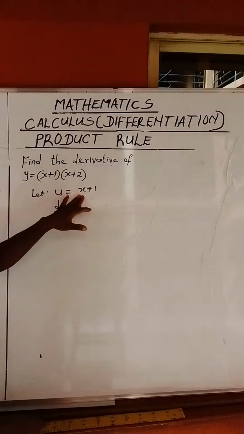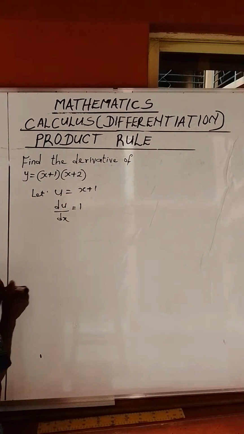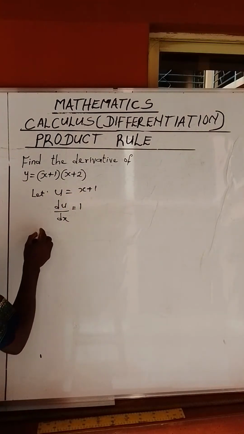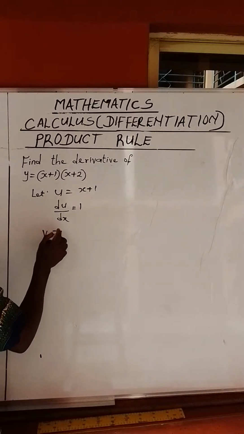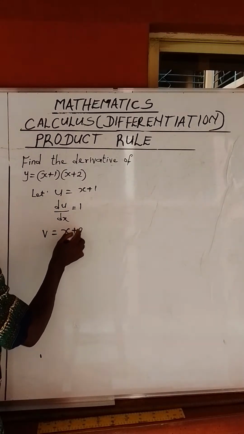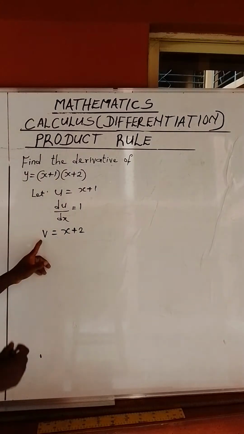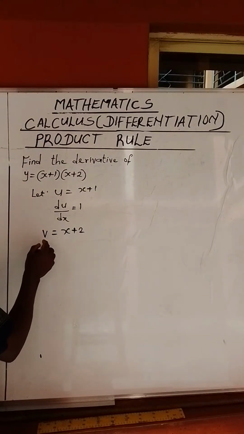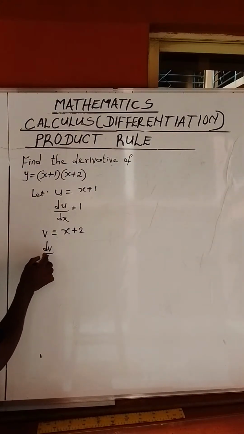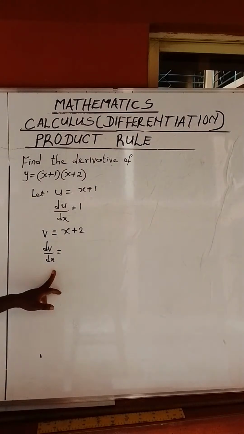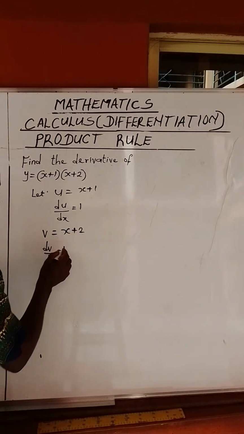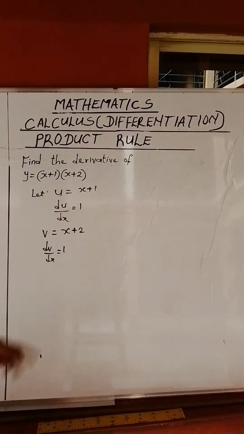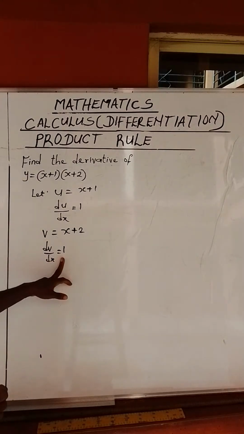So we have gotten this first one. The second one is v. Let v equal x + 2. In this case, we are going to get dv/dx, which is the differentiation of this one too, which is 1. So we have 1 here.